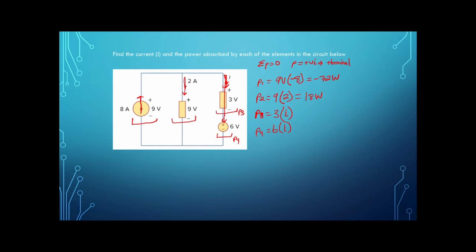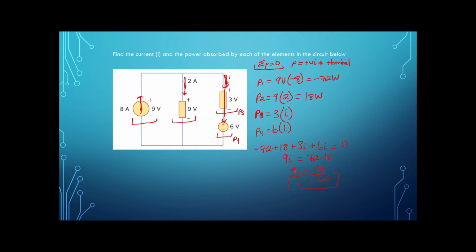Now we have one unknown variable, and we can write an equation for the sum of the powers in that circuit. So we'll have one unknown and one equation. So we have P1, negative 72, plus P2, which is 18, plus P3, which is 3I, plus P4, which is 6I. And they must add together to give you 0. So when solving this equation, you get 9I is equal to 72 minus 18. And that gives you 9I is equal to 54, where I is equal to 6 amps.